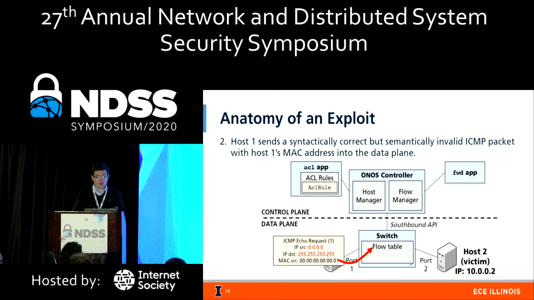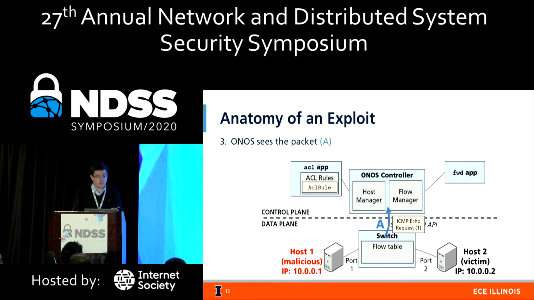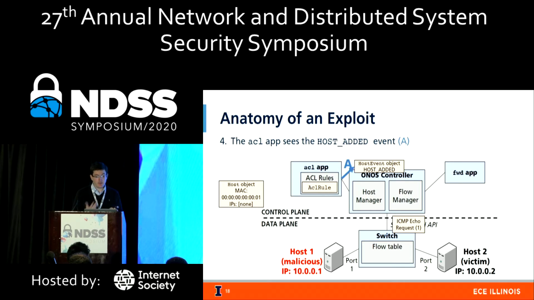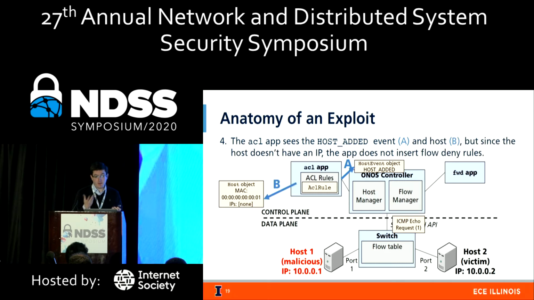Host 1 sends a syntactically correct but semantically invalid ICMP packet, in other words, a ping packet, with host 1's MAC address into the data plane. ONOS sees that packet and registers its MAC address, but not its IP address. Note here that it realized that it has an invalid IP address, but it just didn't assign it an IP address to begin with. It then generates a host added event.